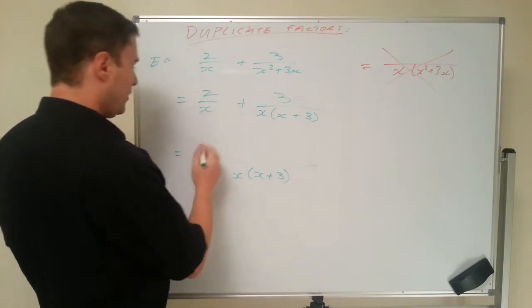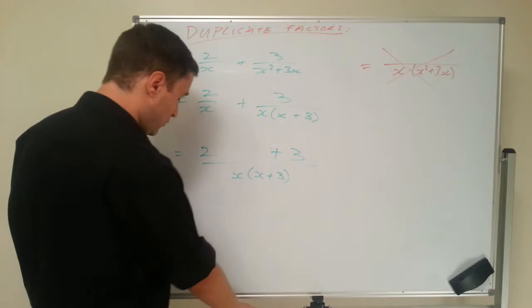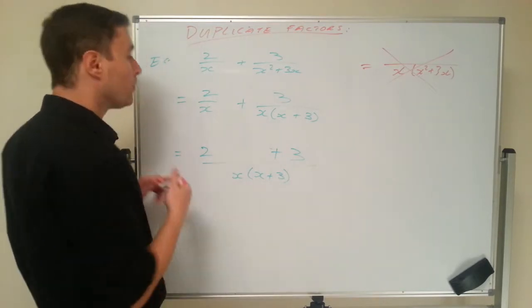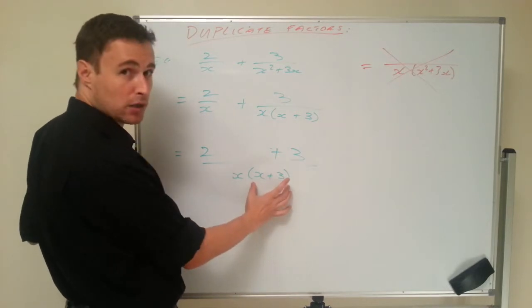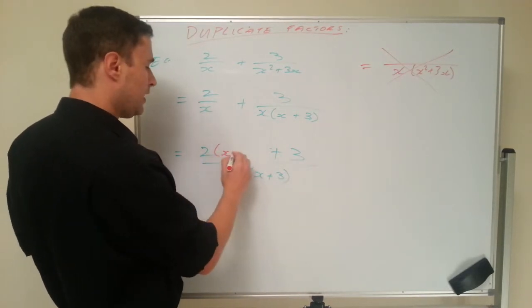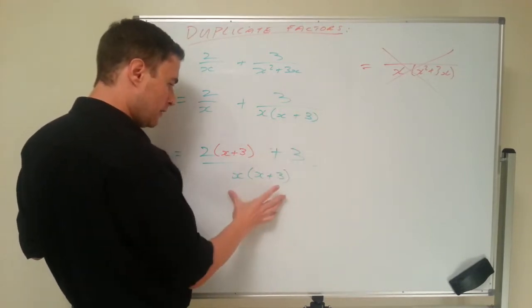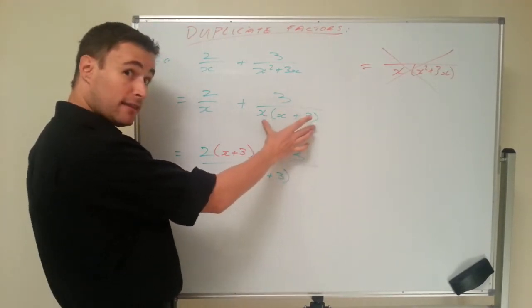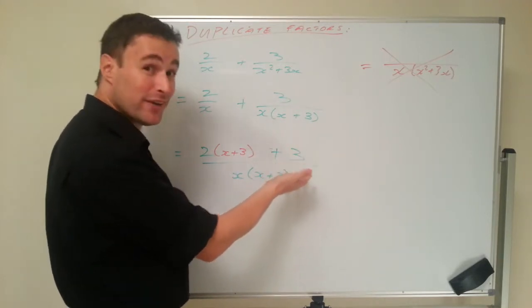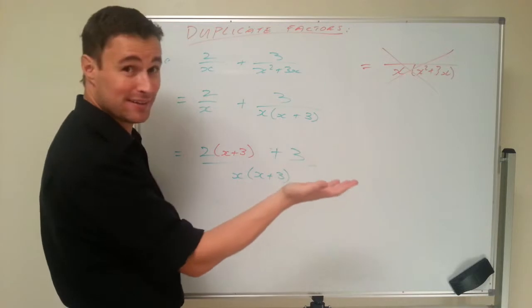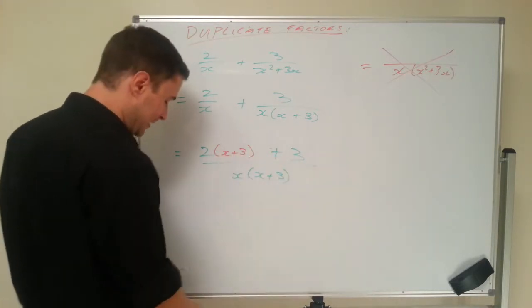So over here I've got 2, over here I've got plus 3. Now I ask myself, what does this one need to look like the LCD? Well, it just needs the x plus 3. What does this one need to look like the LCD? It needs nothing. It looks like that already. So I don't need to do anything to the 3. Just leave it. Now I can multiply things up and clean everything up.